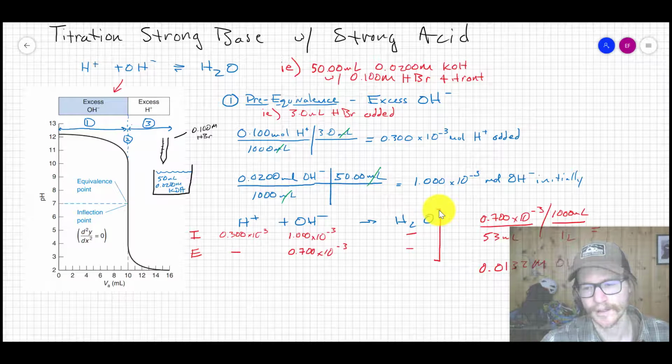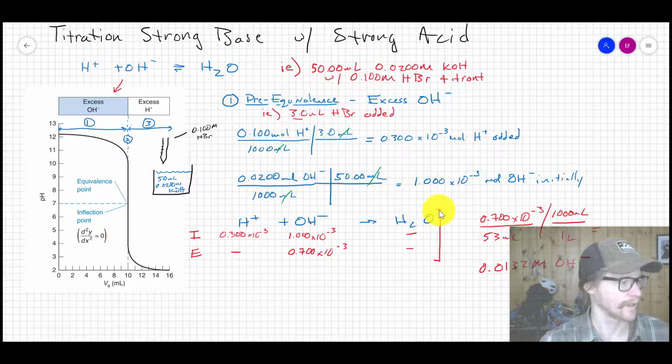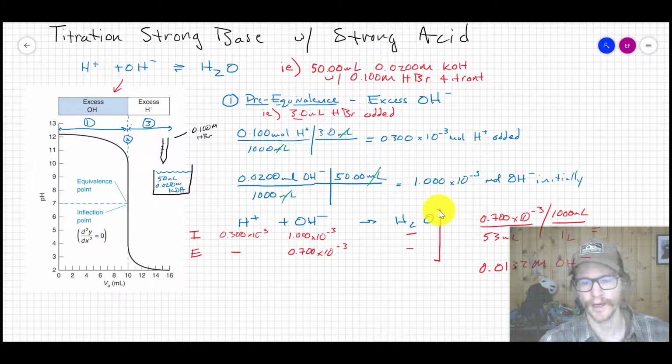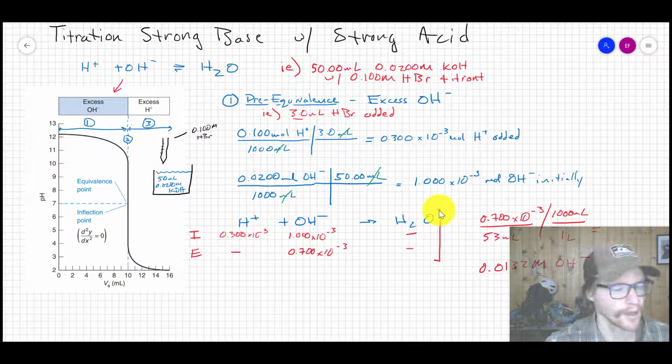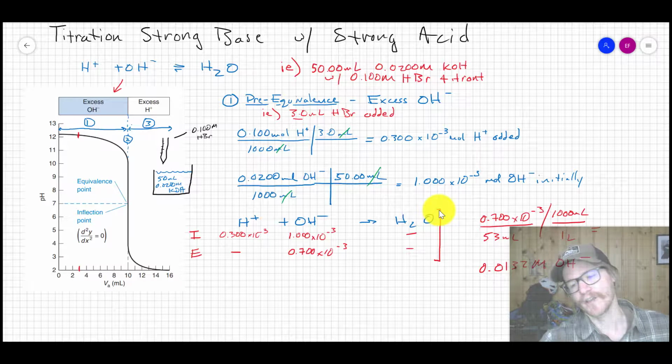0.0132 molar hydroxide. I'm keeping probably too many digits here just because I'm constrained by the 3.0 mils. So actually this should be probably 0.013, but that's okay. It's not important right now. So we're trying to get to the pH at this point after the addition of 3, which would be right here. So this is the concentration of hydroxide.